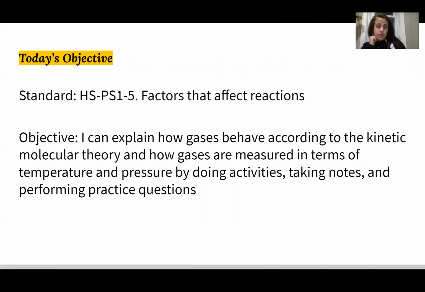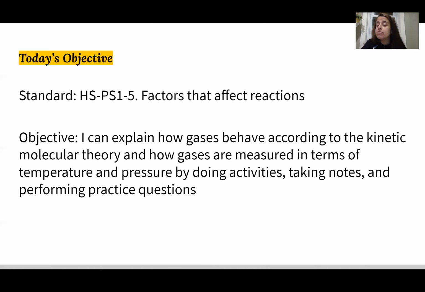Okay, so our standard for today is HS-PS1-5. And this is talking about the factors that affect reactions. So it's talking about chemical reactions and how we can speed them up, slow them down, etc. So our objective for today: I can explain how gases behave according to kinetic molecular theory, which is something that we touched on before the break. So I'll post those slides for us on Google Classroom just as a reminder.